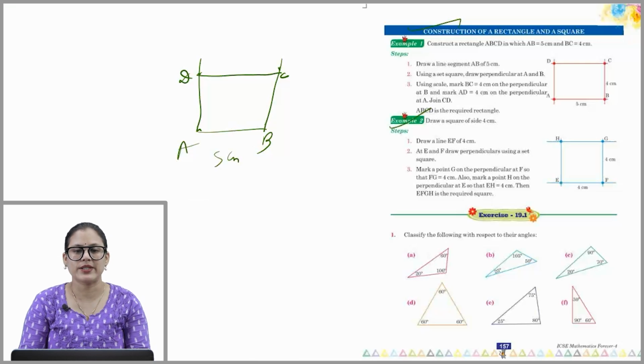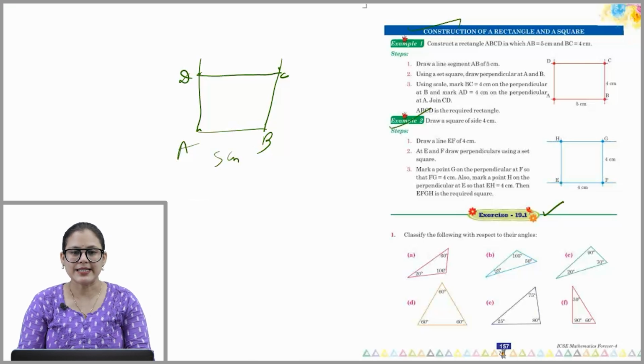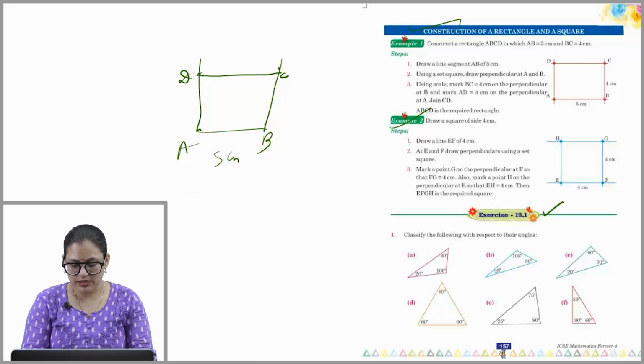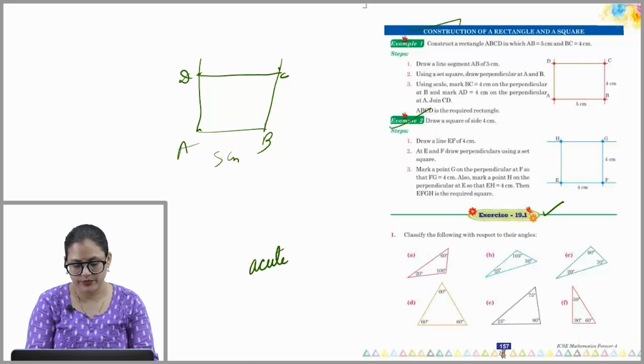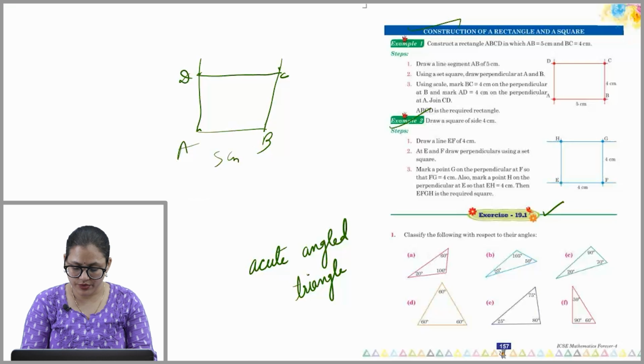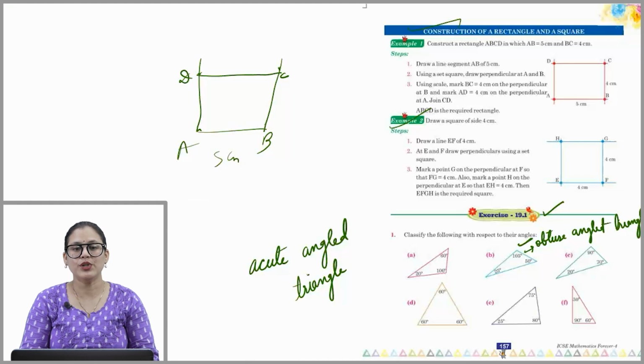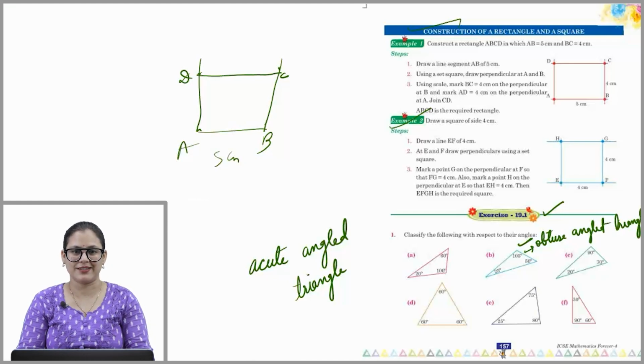Now let's do exercise 19.1. Classify the following with respect to their angles. All 3 angles are less than 90, that means this is an acute angled triangle. And here, 105 is greater than 90 degrees, meaning it is an obtuse angle, so this is an obtuse angled triangle. Okay students, now you will practice the remaining exercise.